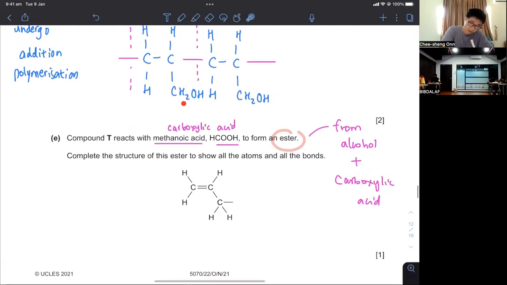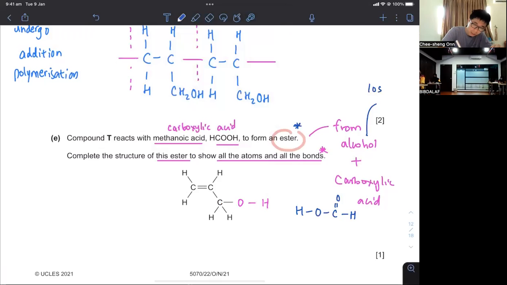Just now you have CH2OH, but that is the alcohol. You want the ester, and you want to show all the atoms and all the bonds. Must show all the atoms and all the bonds for 1 mark only. Okay. That is the alcohol. Now this is my carboxylic acid, HCOOH. So what happens when you form ester is the alcohol will lose the H, the carboxylic acid will lose the OH. So you will lose this and you will lose that.